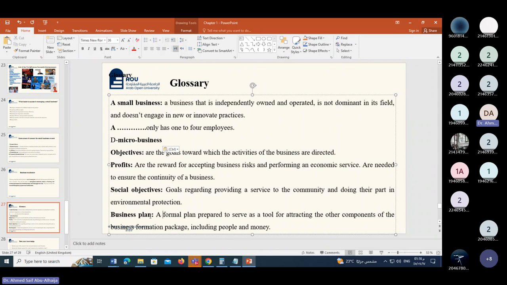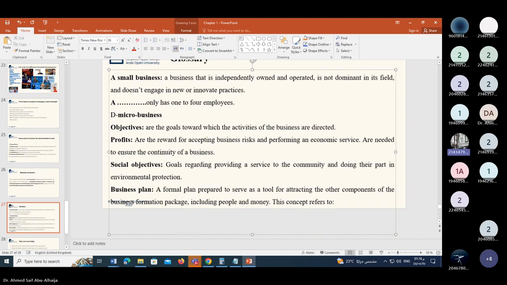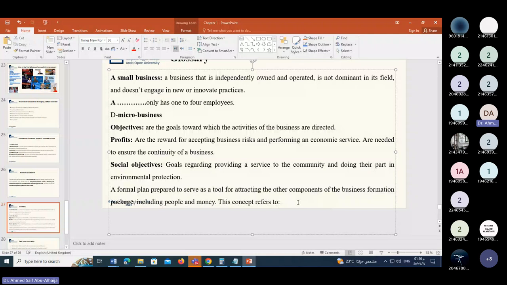I can say it again, that's the same thing. Or I can say what? A formal plan prepared to serve as a tool for attracting the other components of business formation packages, including people and money. Then I can say this concept refers to. The answer is what? A business plan. See? Suppose it's C. Business plan, that's the answer.